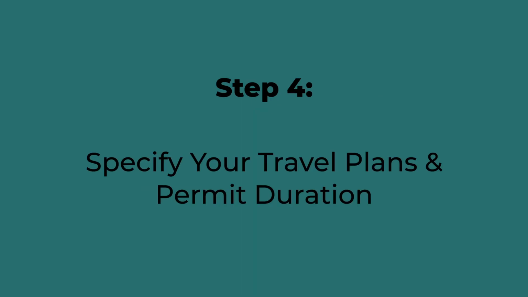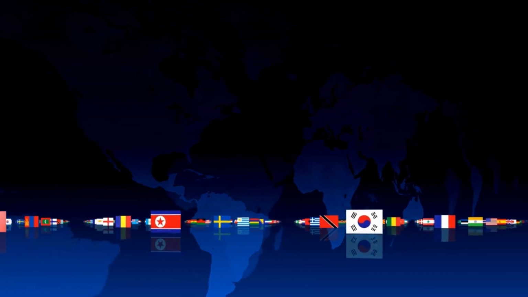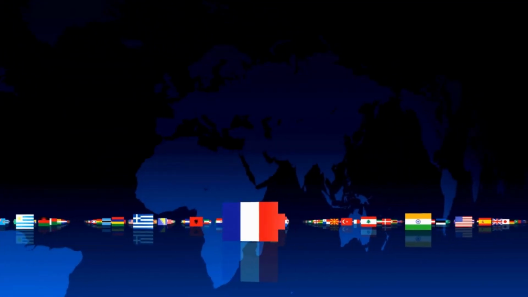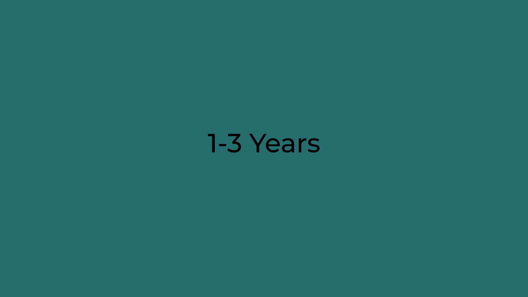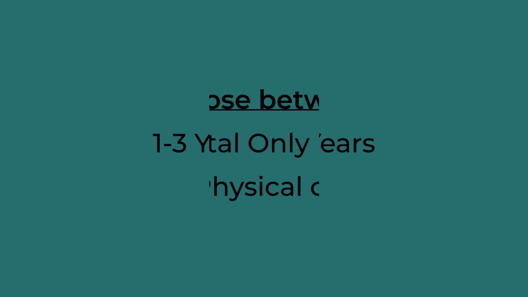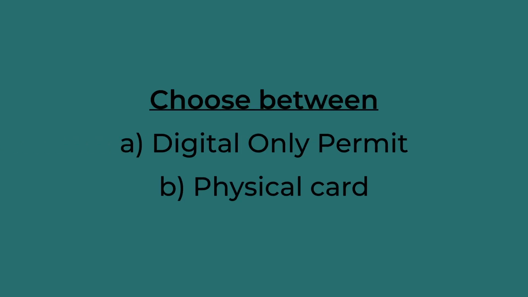Step 4. Specify your travel plans and permit duration. Now the application will ask you which countries you plan to visit and for how long you need the IDP to be valid, typically 1, 2, or 3 years. You'll also choose between a digital-only permit or a physical card.